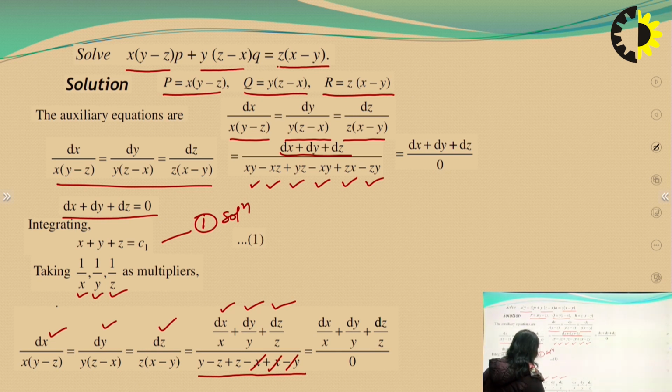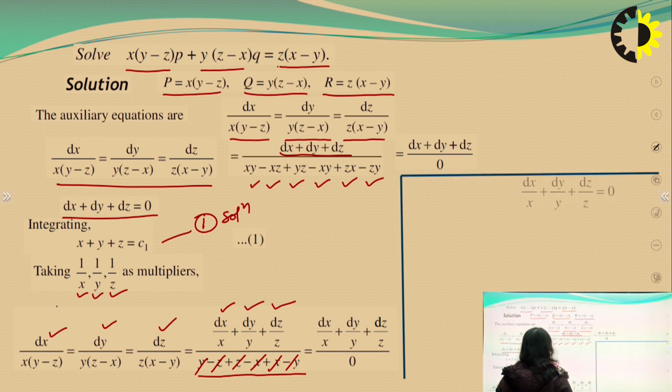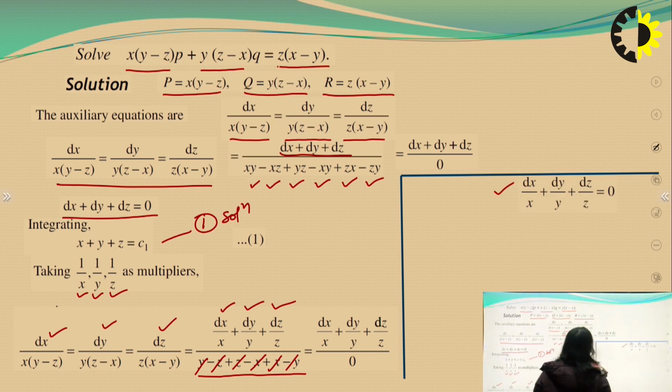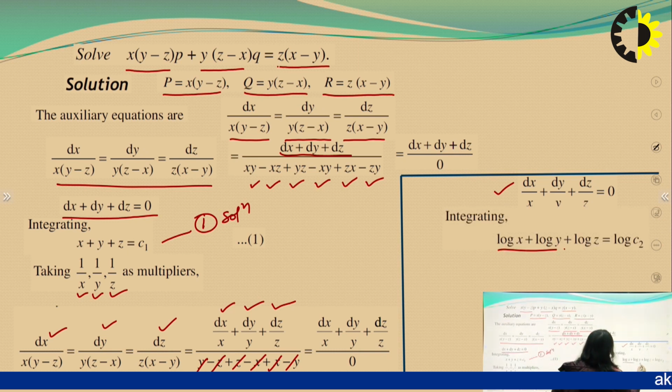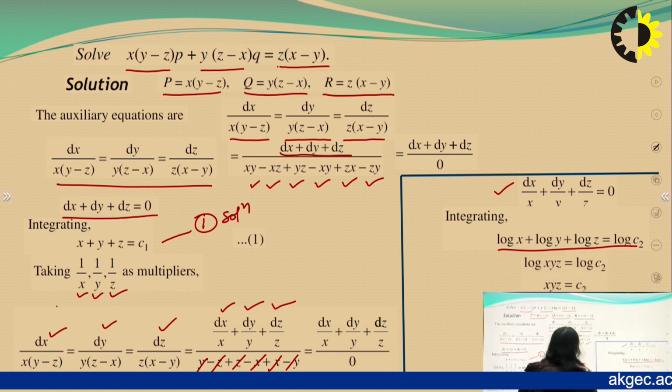This cancels out. And so I am left with 0 in the denominator. Now, again I'll consider the numerator equal to 0. So, integrating, we get log of x plus log of y plus log of z equal to log of constant, which gives me log of x, y, z is equal to log constant. The reason I have told you to take log is so that it goes away when I consider antilog on both sides. This is my second solution.